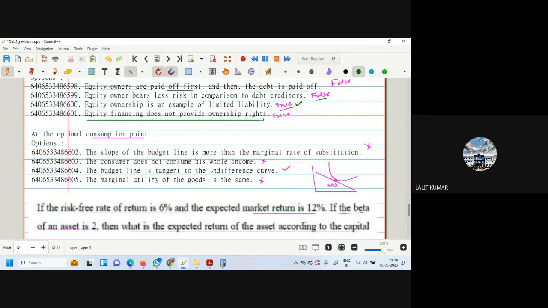Okay. Next one: at an optimal consumption point, the slope of the budget line is more than the marginal rate of substitution. Wrong. It is equal. So this is your budget line and this is your indifference curve. At the optimal, your MRS is the same. The marginal utility of the goods is the same for both. Sorry, this budget line is tangent to the indifference curve. I just explained this one.